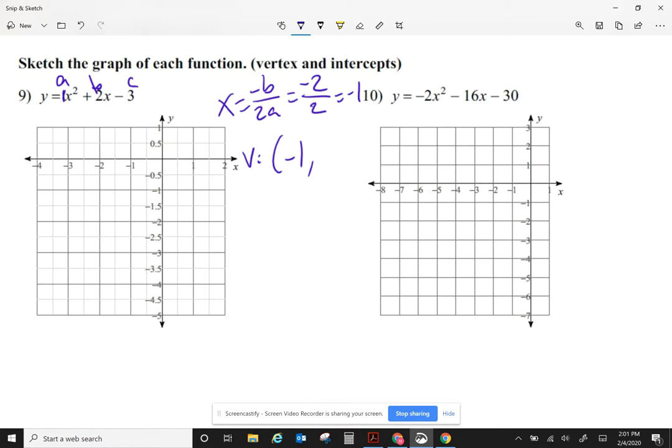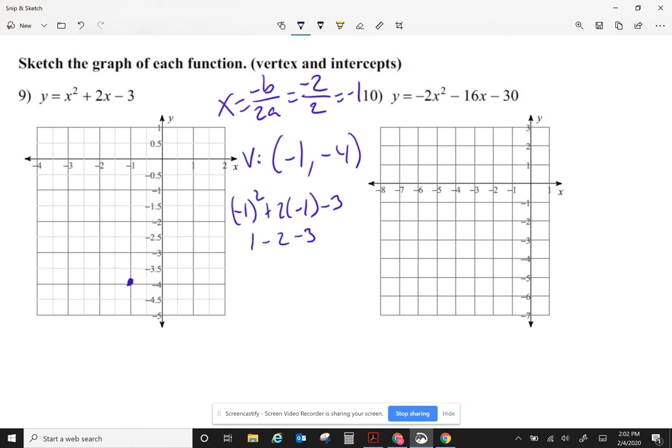Now let me find my Y value. What I'm going to do on this equation, I'm going to use the X value that I have. I'm going to plug it in. That's going to give me my Y value. I have negative 1 squared plus 2 times negative 1 minus 3. So 1 minus 2 minus 3. My Y value is negative 4. Negative 1, negative 4. That's my vertex.